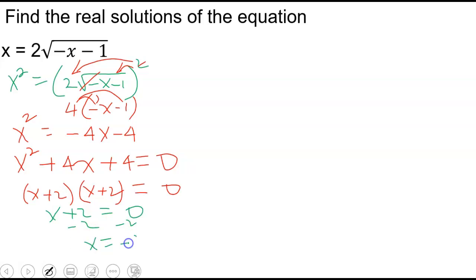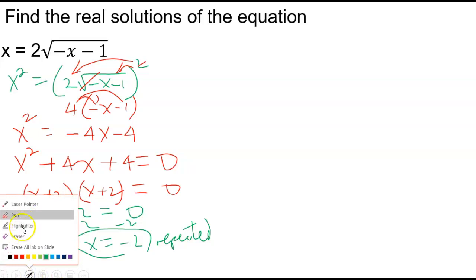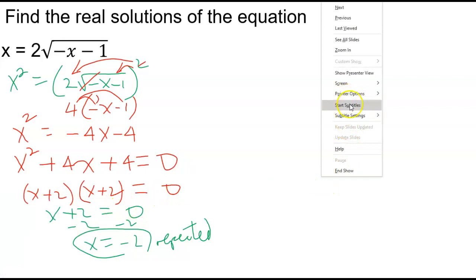x equals negative 2. So is negative 2 repeated? It's used twice by two of them. Because based on the fundamental theorem of algebra, a quadratic must have 2 solutions. So sometimes I have one solution, so that one solution is repeated and we see why. Okay, so let's check it though.